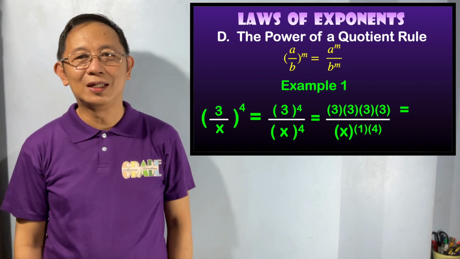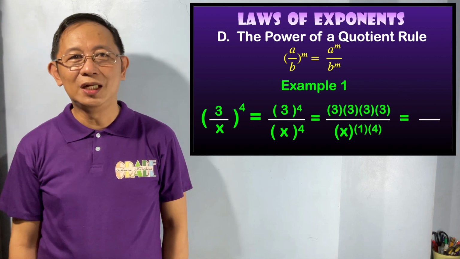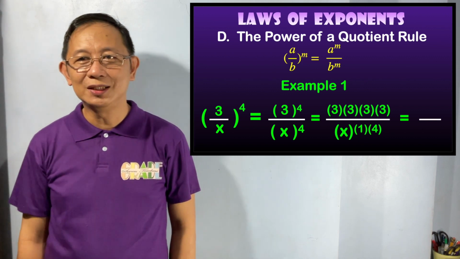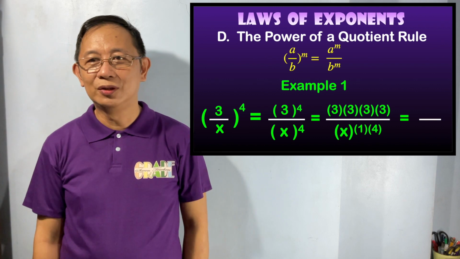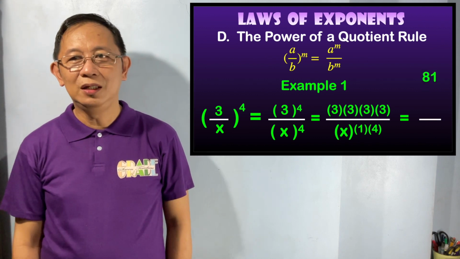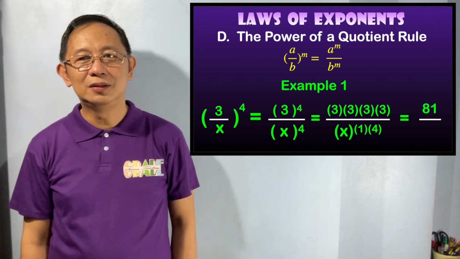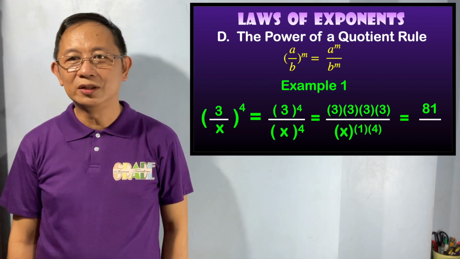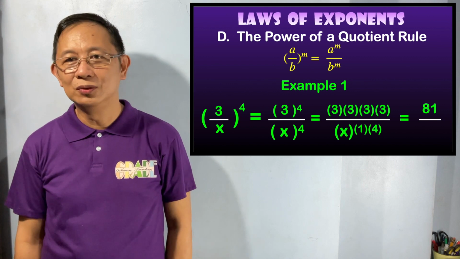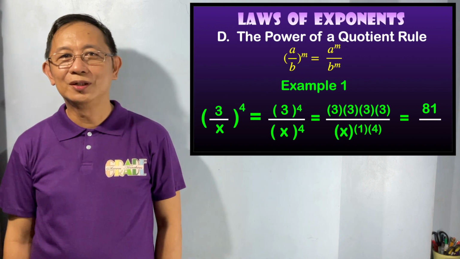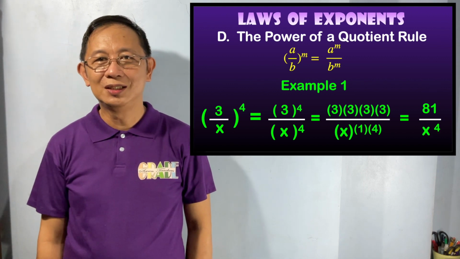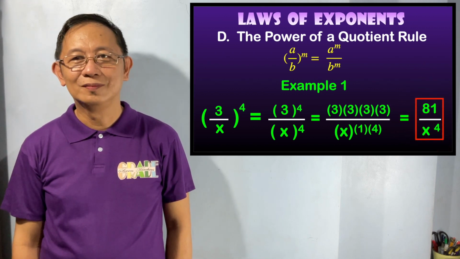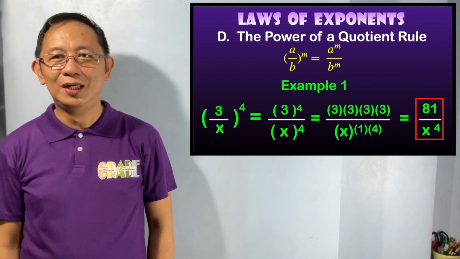And then simplify. So 3 times 3 is 9, 9 times 3 is 27, 27 times 3 is 81. So the numerator is 81. And the denominator, x raised to the 1 times 4 power, is equal to x to the 4th power. So this is the final answer. Example number 2.